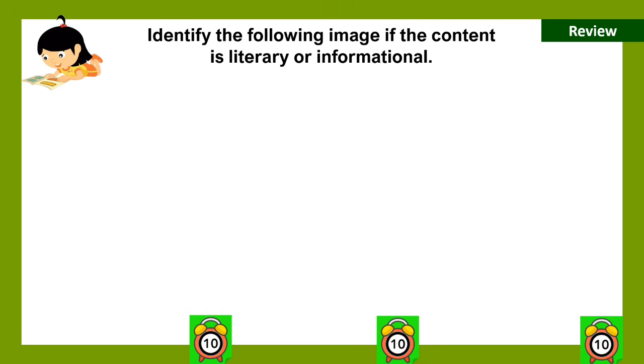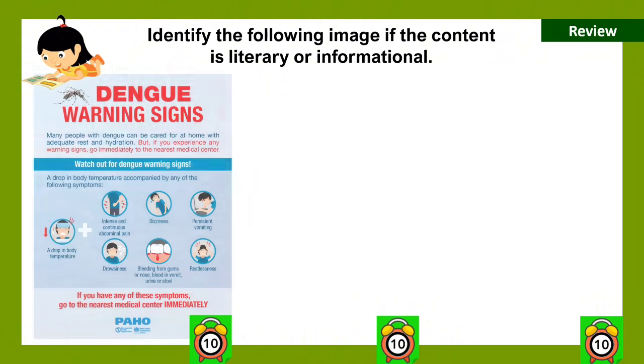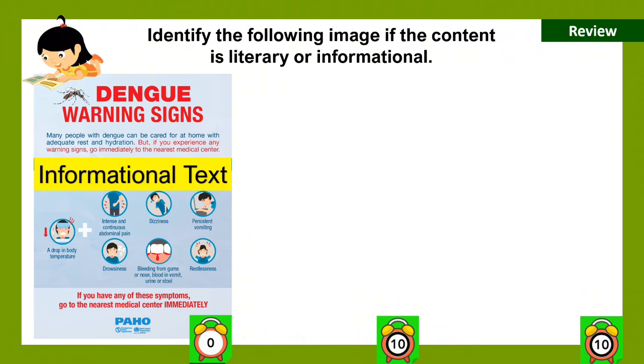I have here some images representing different contexts. Identify the following image if the content is literary or informational. Let us have the first poster. Yes, so is this poster on dengue warning signs informational or literary? The correct answer is informational text.